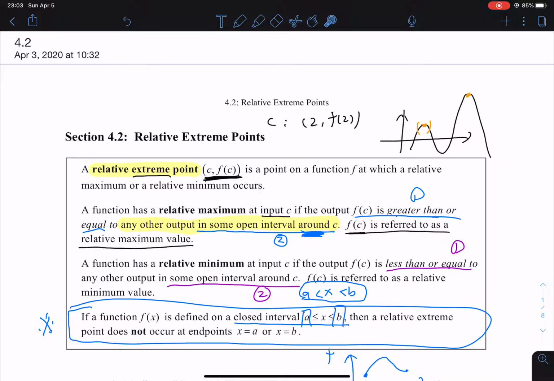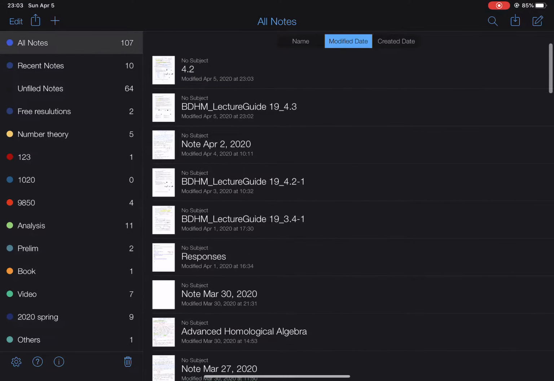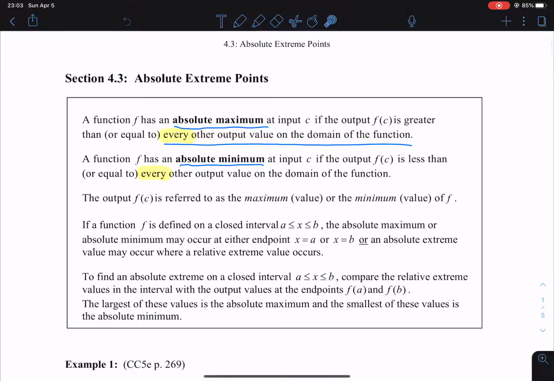Okay. But for the absolute maximum, the condition is stronger, because here the condition is not just the points around our c, but actually every other output value. As long as the point you choose is in this domain, then you can compare it with our target f of c. So you can see absolute maximum is a stronger definition than relative maximum point.